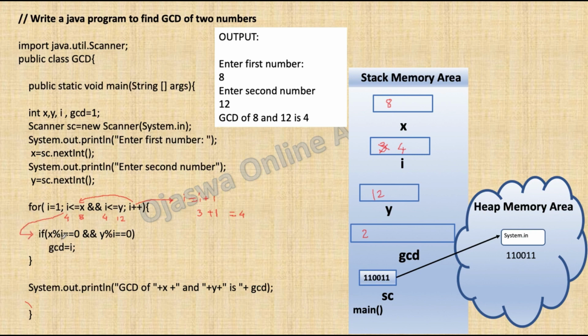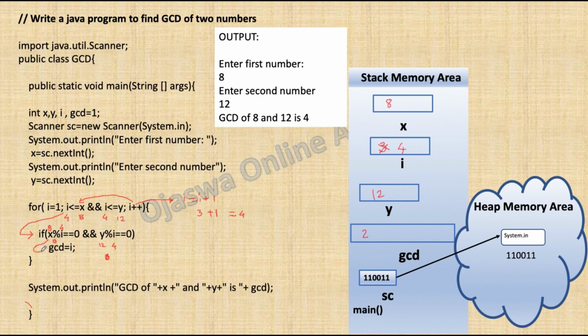Now here, the if statement condition is checked. Value of x is 8 and value of i is 4. 8 is completely divided by 4. Hence the remainder is 0. 0 equal to 0. Condition is true. Now the next condition is checked. Value of y is 12 and value of i is 4. 12 is completely divided by 4. Remainder is 0. 0 is equal to 0. Condition is true. Now both the conditions are true.